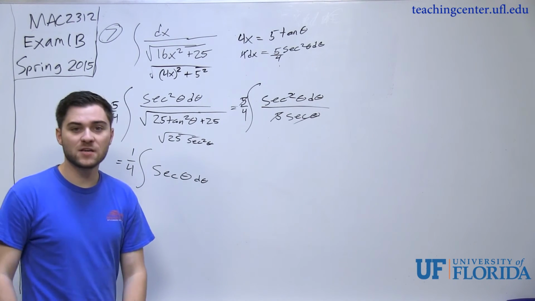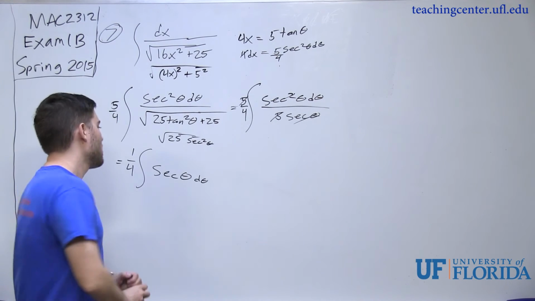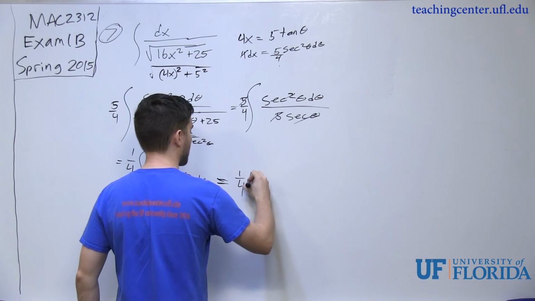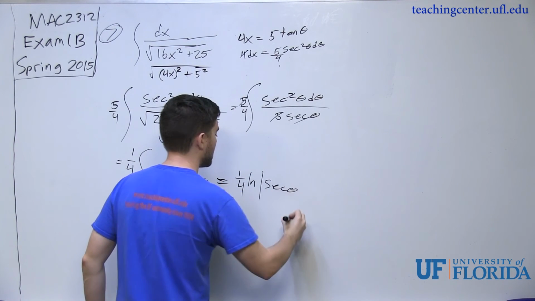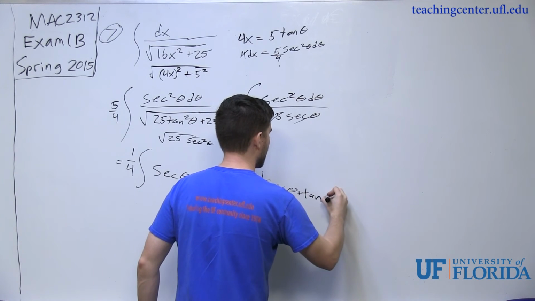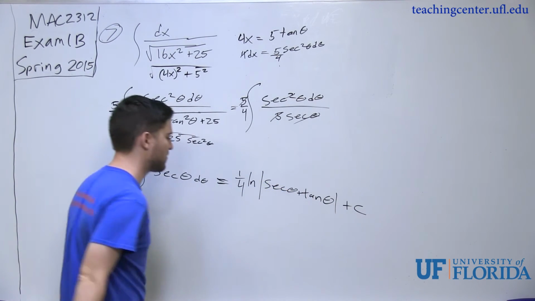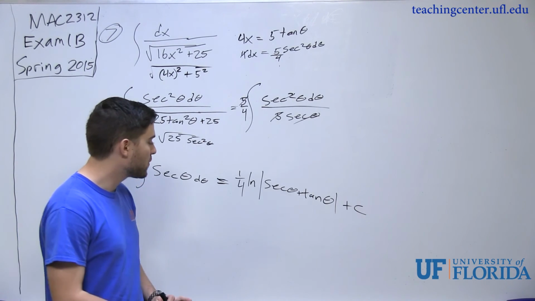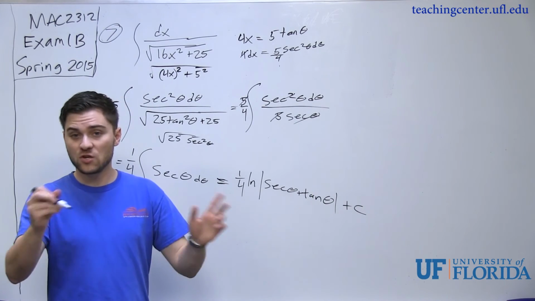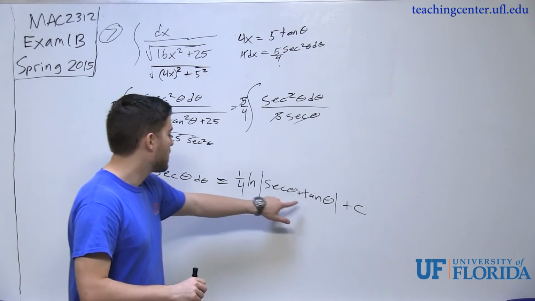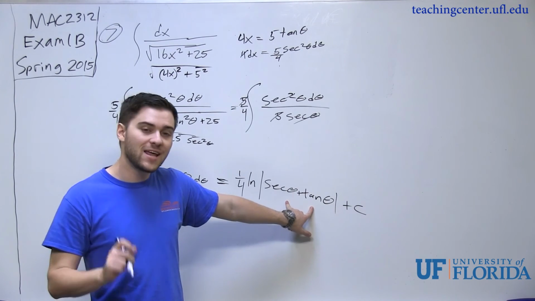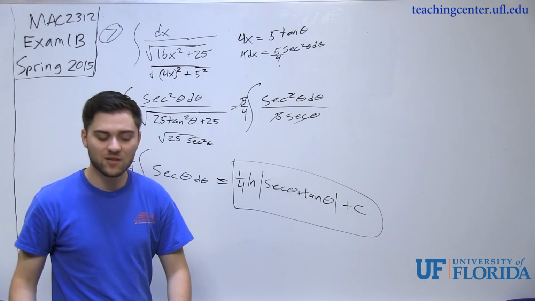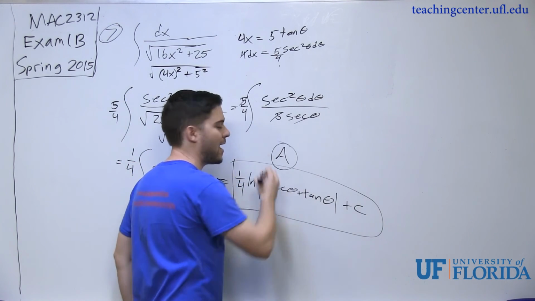I need to figure out a way to integrate secant theta. Well, secant theta does have an integral, and it was given to you in class, and the integral of that is natural log of secant theta plus tangent theta. Let's see. So my final answer is 1/4 natural log of secant theta plus tangent theta. Now normally, I would need to convert back to x by using the triangle, but in this case, this is all you need to do because it says leave it in terms of theta. So 1/4 natural log of secant plus tangent is equal to your final answer, which is letter A.